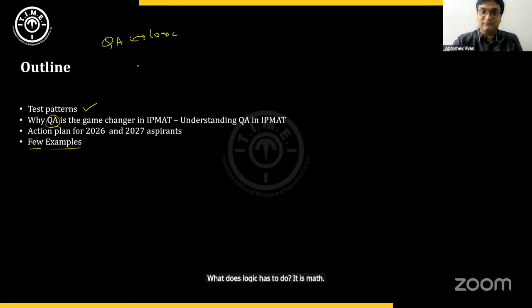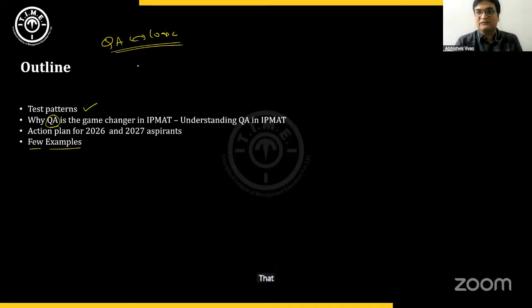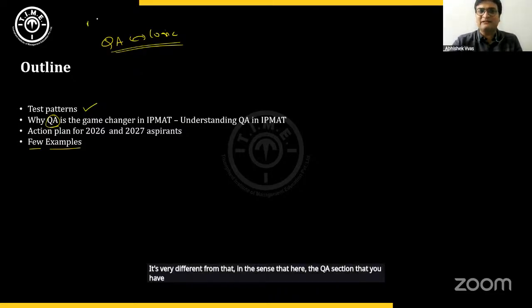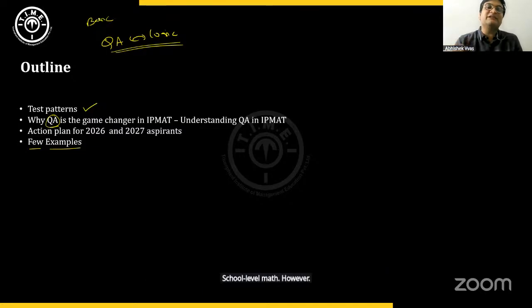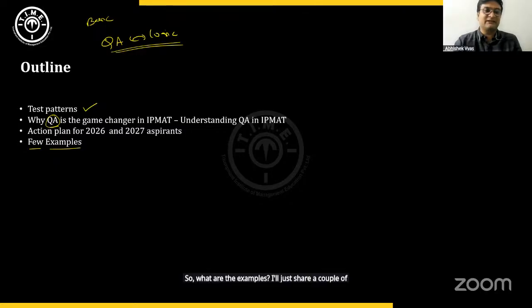It is math. But we need to understand that when we say QA section, as far as competitive exams go, that's not the quant or math that you have in your class 11, class 12. It's very different in the sense that the QA section is basic school level math. However, here you will have to be on your feet and think really fast. If you're given a situation, you need to apply the known concept in that new situation quickly. In your board exams, the urgency is not so much because you have relatively more time there. That's one difference. We'll talk about other differences also. So what are the examples? I'll share a couple of examples for that.